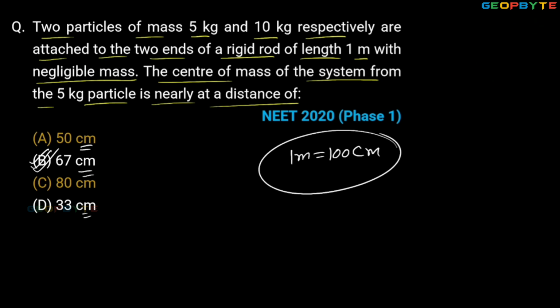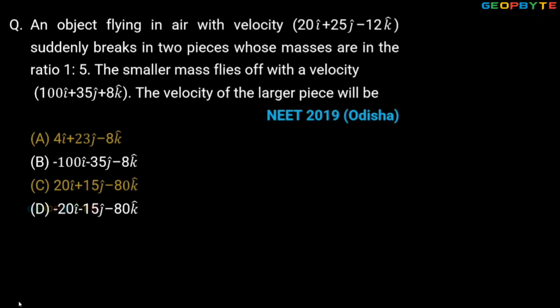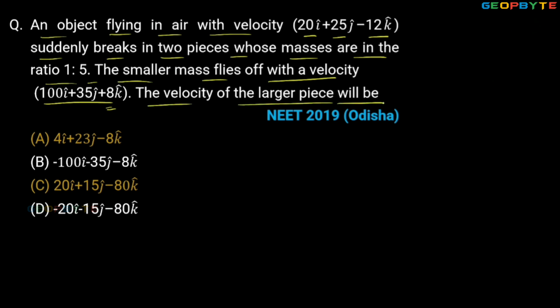Okay? Yes. Similarly, let us take another important problem. It is asking like this: an object flying in air with velocity 20 i cap plus 25 j cap minus 12 k cap suddenly breaks into two pieces whose masses are in the ratio 1:5. The smaller mass flies with a velocity 100 i cap plus 35 j cap plus 8 k cap. The velocity of the larger piece will be.